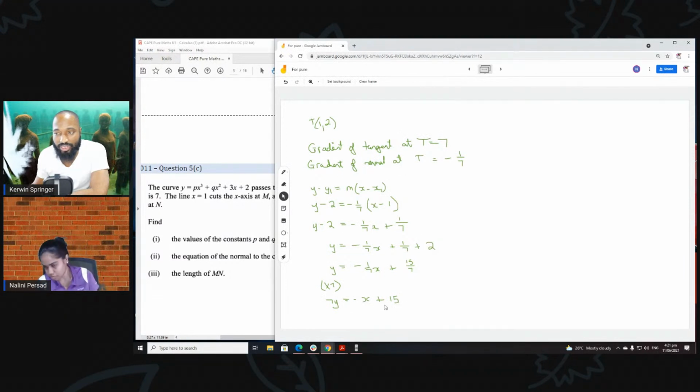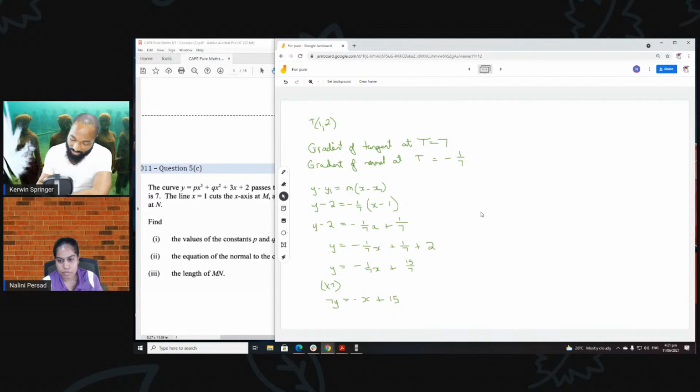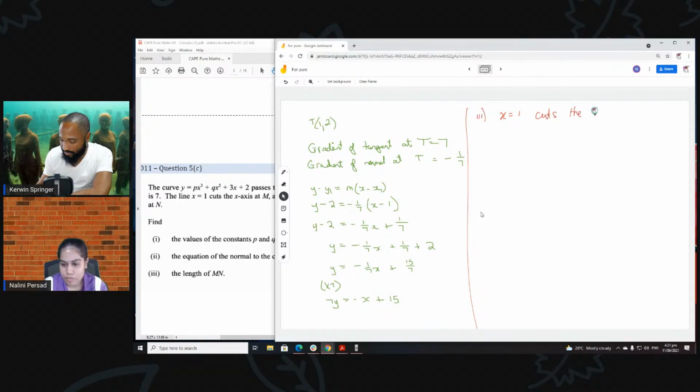So I need to just find where this cuts the x-axis. All right, nice. I feel I could live with this question. So we have the line x is equal to 1, so this is part 3 now. Where does this cut the x-axis, y'all? This is the line x is equal to 1. So it will cut the x-axis at the point 1, 0, right?